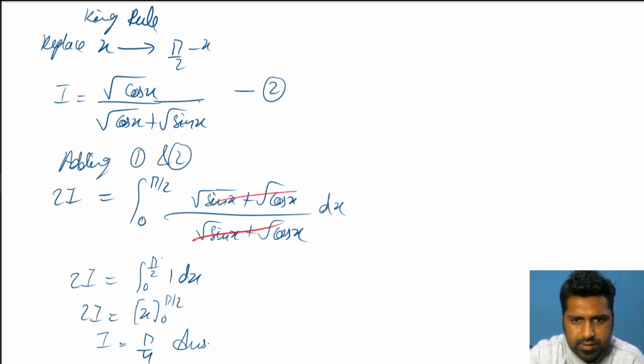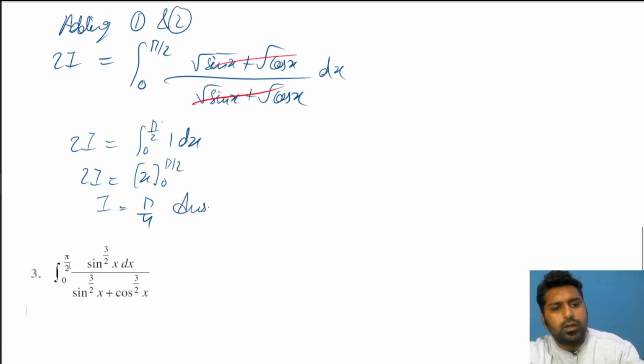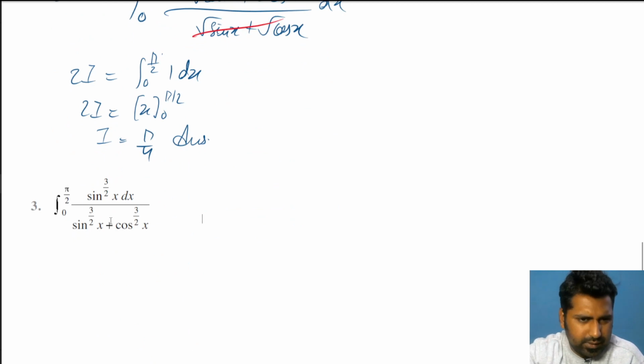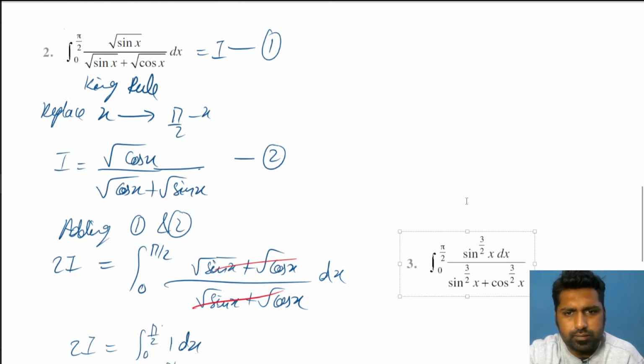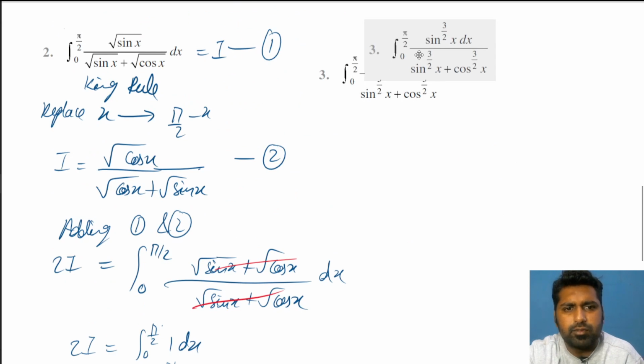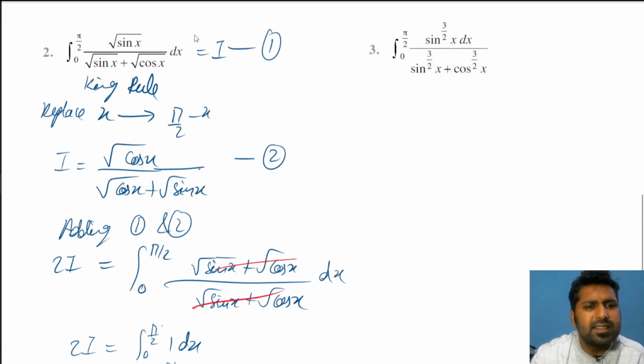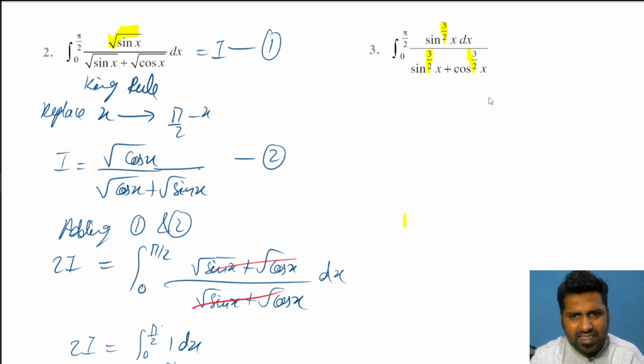The next question is also like this. If you look at the second question, let's put it up with the third one. What do you see? Still the format is the same, sine by sine plus cos. Only there is root here, and there it is 3 by 2. That's the only difference. Limit is the same, everything is the same. So pretty much the same thing is going to happen, and I can still say that the answer of this question will also be pi by 4. Just apply the king rule. Let's see.